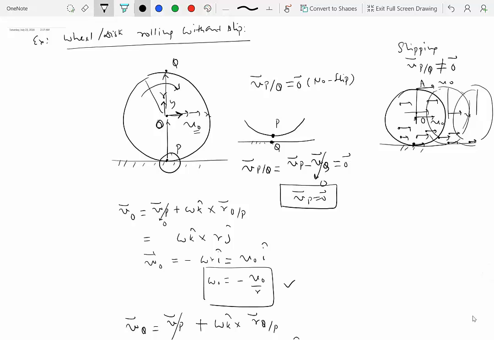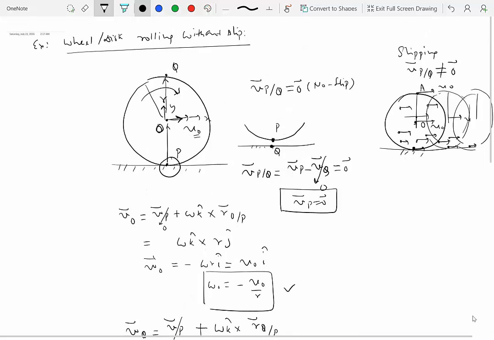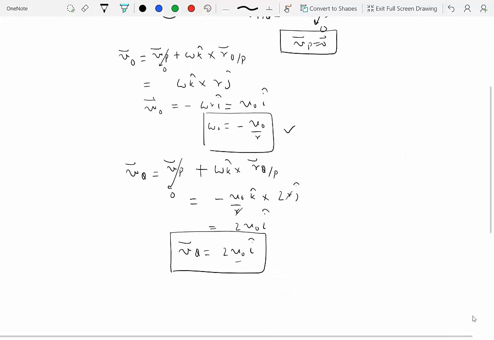If it was slipping, it was translating. But now it is rotating also, it is rolling, it's rotating as well. So rotation also contributes some velocity to the point A, and that in this case happens to be the same velocity as v0. So they get added together and you get actually twice of v0. Okay, so that's about the velocity.